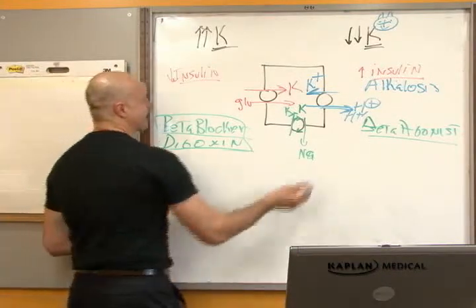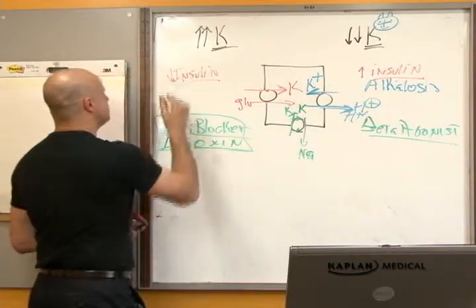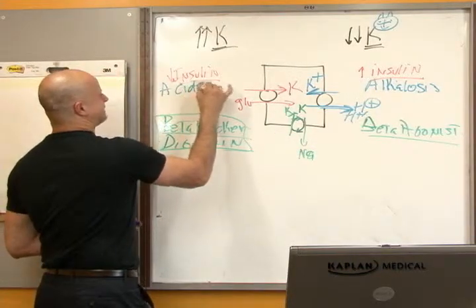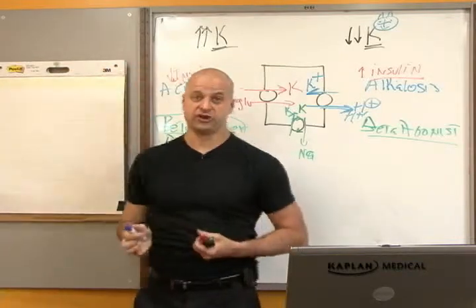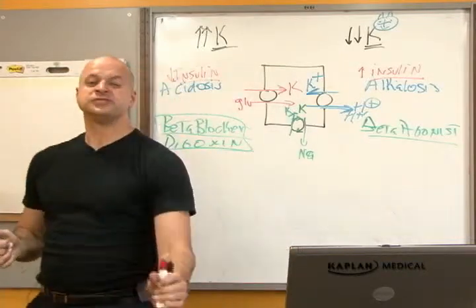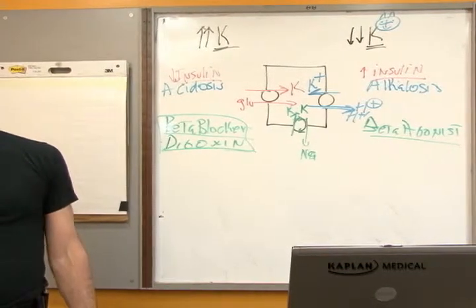If you give bicarbonate, you cause an alkalosis and drive potassium into the cells. If you develop an acidosis, potassium will go the other way around. Okay?